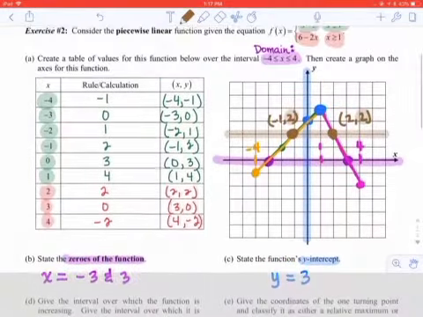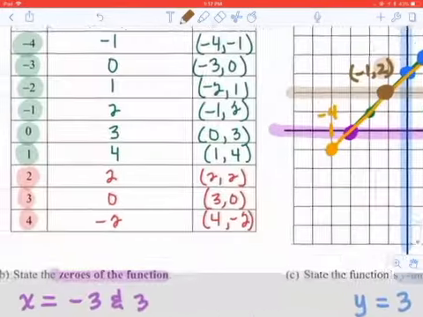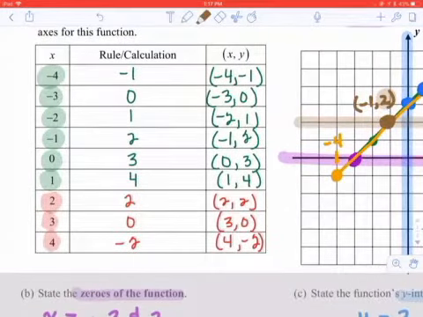Well, let's see. We're looking for where our function or our y value is +2. And it's right here at -1, 2, like we said, when x is -1, and right here at 1, 2, when x is 1.